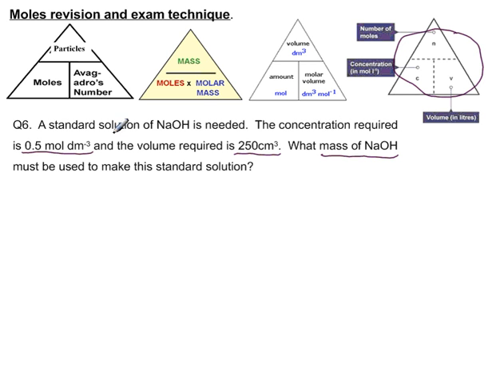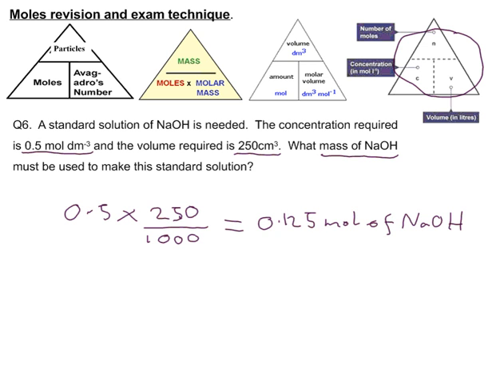If we have the concentration and the volume, we can work out the number of moles, which is equal to the concentration multiplied by the volume. And remember, the volume for solutions must always be in litres, so convert by dividing by 1,000. And that's equal to 0.125 moles of sodium hydroxide.